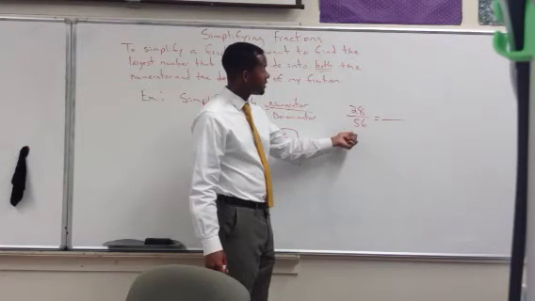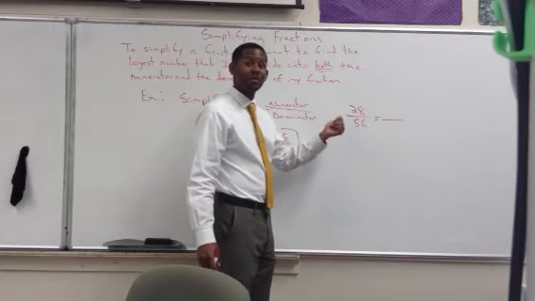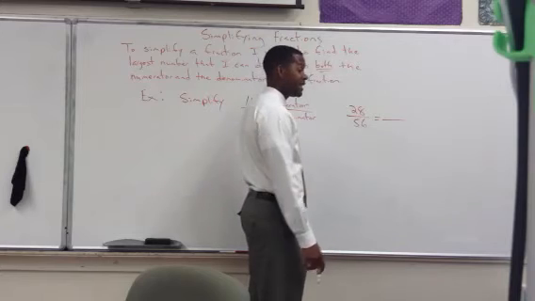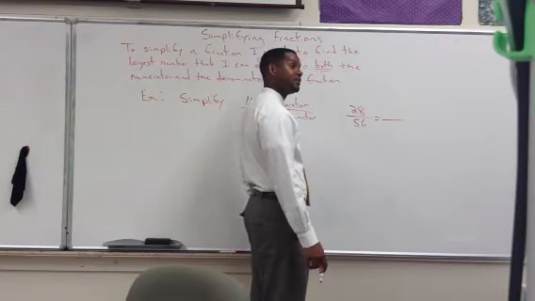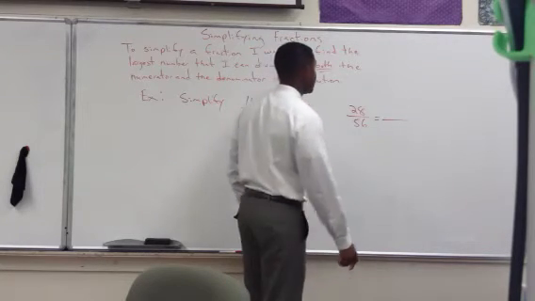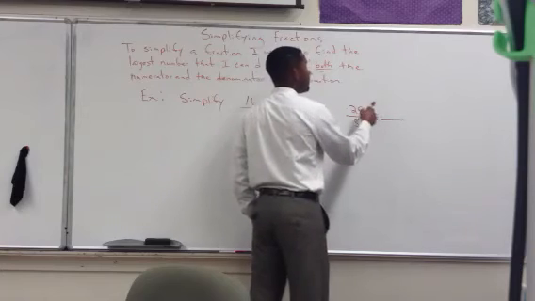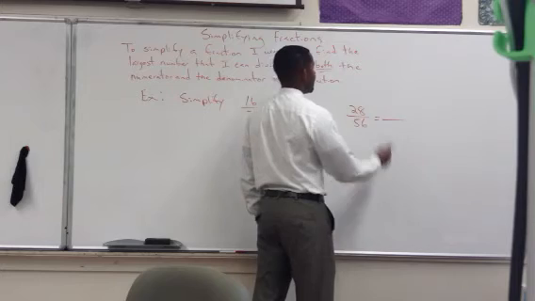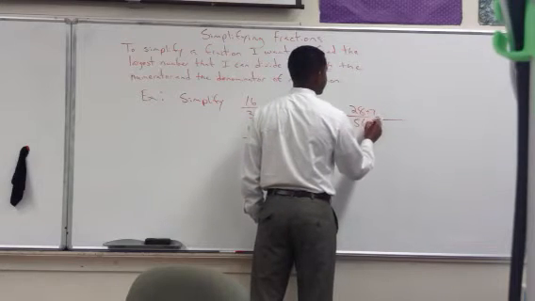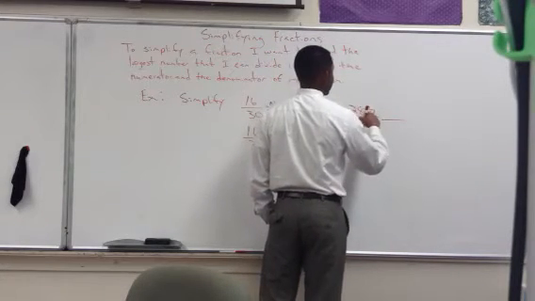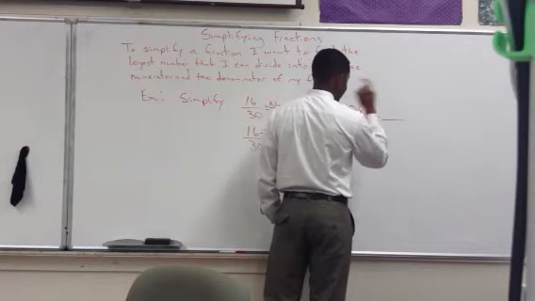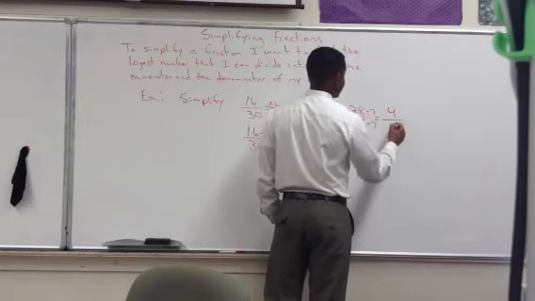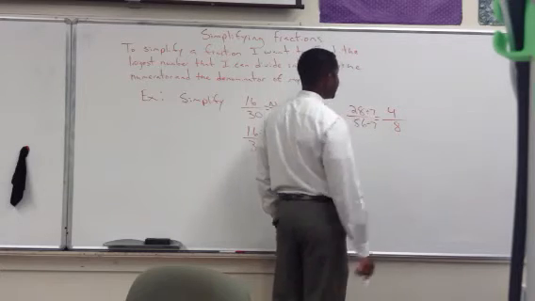4 goes into 56. Well, let's see. Does 7 go into 56? Because that's the bigger number. And 7 times 8 is 56, I believe. Yeah, it is. So, I'm not going to divide both of these by 4. I'm going to divide them both by 7. And I end up with 28 divided by 7 is 4, 56 divided by 7 is 8.